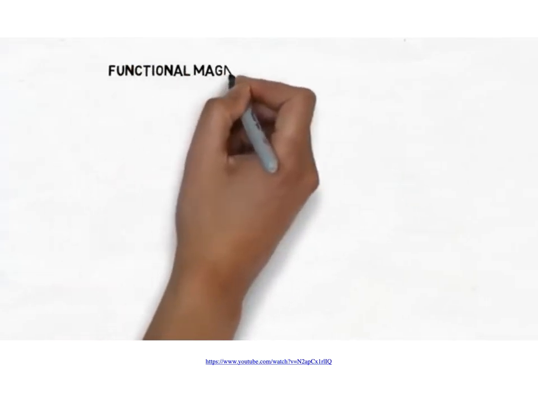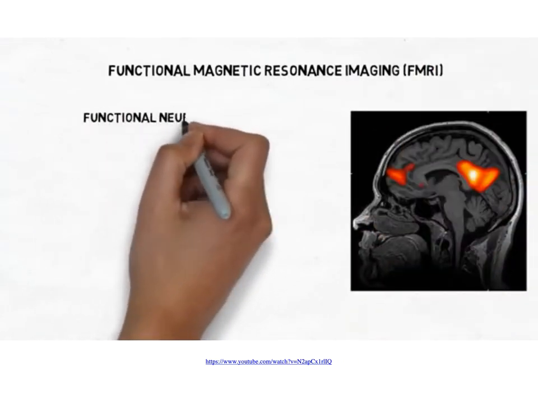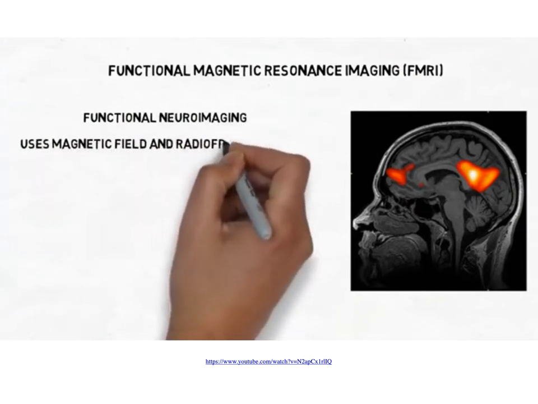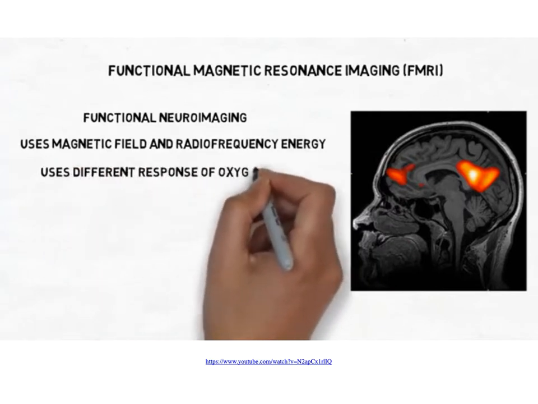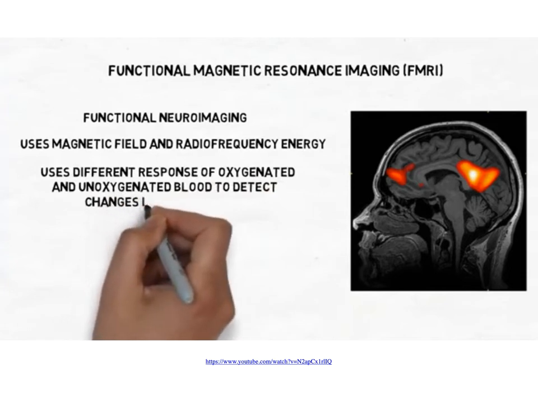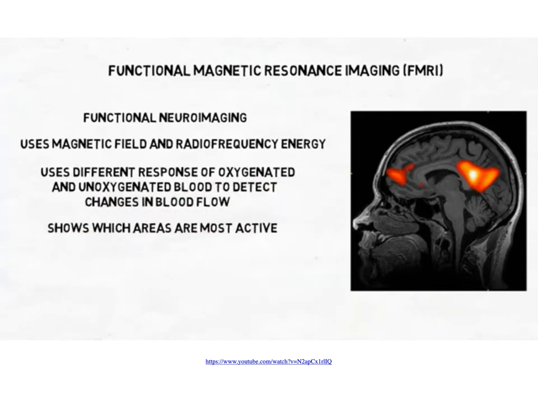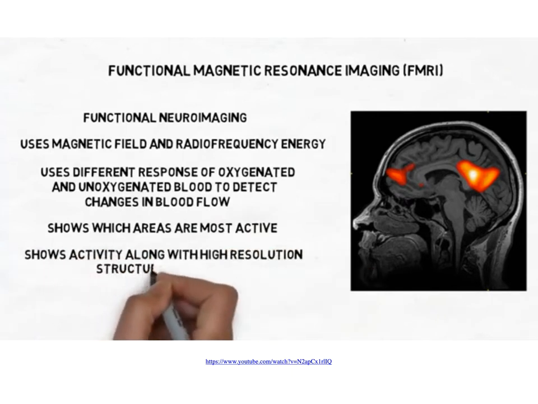Functional MRI, or fMRI, uses a similar approach to MRI but focuses on the different responses oxygenated and unoxygenated blood make to magnetic fields and radiofrequency energy. fMRI uses what is called blood oxygen level dependent contrast, or BOLD, to identify changes in blood flow in the brain, and thus to identify areas of the brain that are most active. fMRI allows one to image brain function without having to inject anything, and it provides high-resolution MRI images at the same time as it provides a functional image.